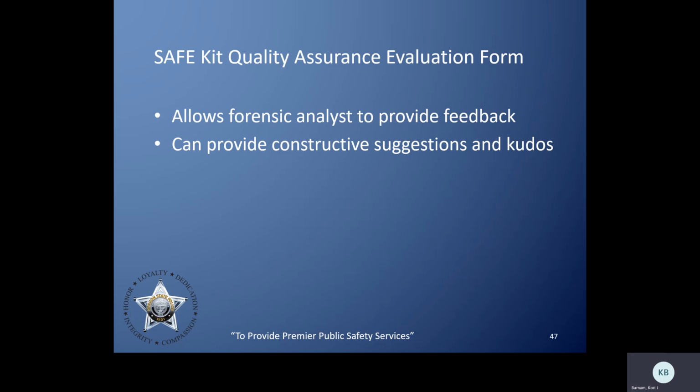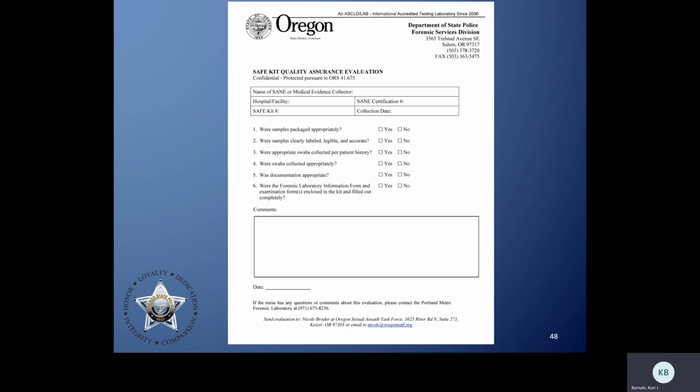We do have a way to provide feedback to you as SANE nurses, which is the Safe Kit Quality Assurance Evaluation Form. It's a way for us to provide feedback if we have suggestions for more clear evidence packaging or labeling, or perhaps if you have not followed guidelines. For example, if you collected many swabs from one body area and the ideal would have been 2, we can provide that feedback on the form. And we can also give you kudos and provide feedback on the fact that your documentation was very thorough and clear. This is an example of what the evaluation form looks like.